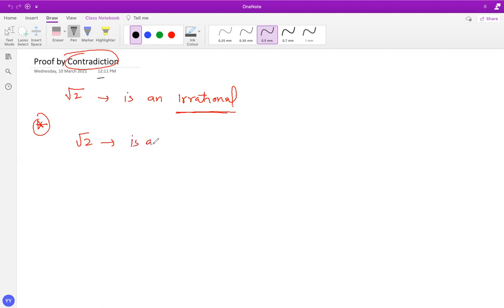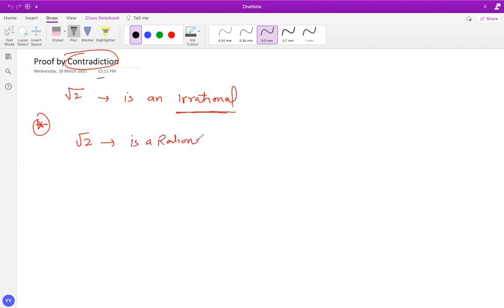Hi, so in this lesson, I'm going to prove that root 2 is an irrational number. So how do we go about this? I'm going to use the contradiction method. Let's say I take that root 2 is irrational, which is what we have to prove. I assume that it is a rational number.